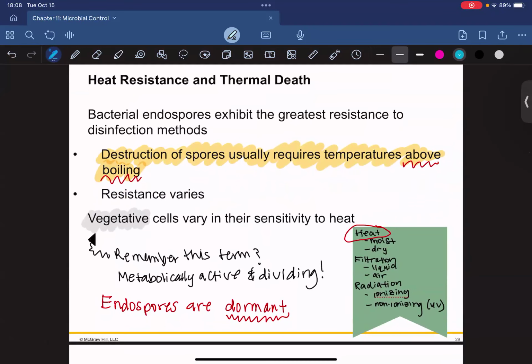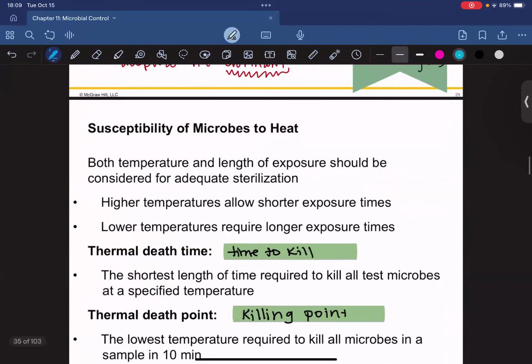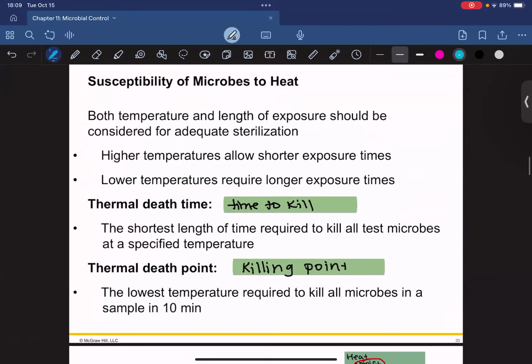So talking about thermal death, killing things with high temperatures. You will destroy endospores as long as you're at temperatures above boiling. So if that doesn't tell you about boiling, it should tell you boiling doesn't sterilize, right? Vegetative cells will vary in their sensitivity. It just depends on what cell we're talking about. So that's the living multiplying ones. The goal is to sterilize this to get rid of those endospores and everything below it.